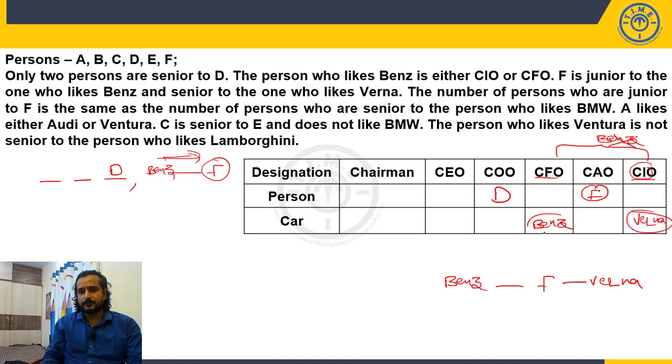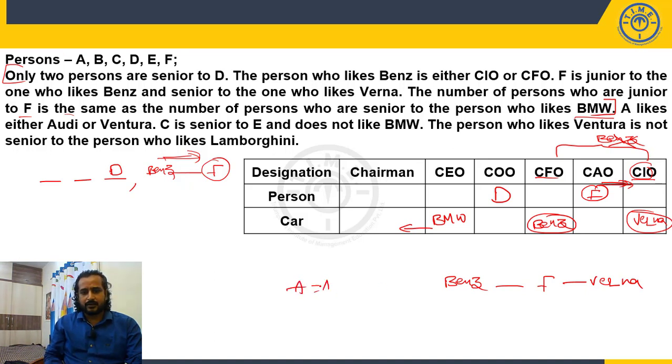So very simple data. Okay. Direct information. The number of persons who are junior to F is the same as the number of persons who are senior to the one who likes BMW. Junior to F, how many are there? Only 1. So senior to BMW, only 1. So BMW will be CEO. Here is BMW, so only 1 senior, and here only 1 junior. Perfectly matching. Until here completely done. Almost 70%. A likes either Audi or Ventura.